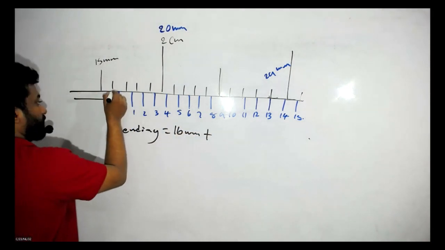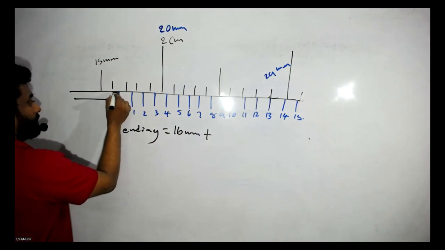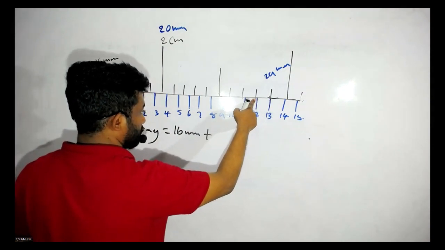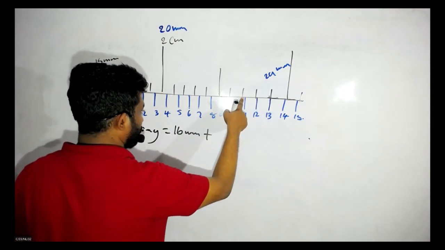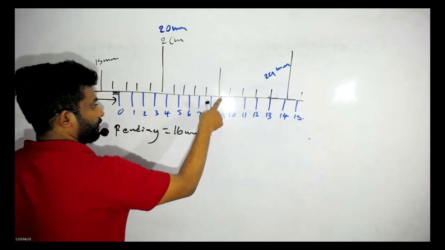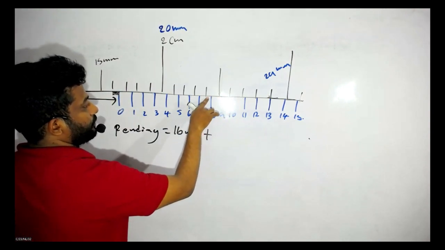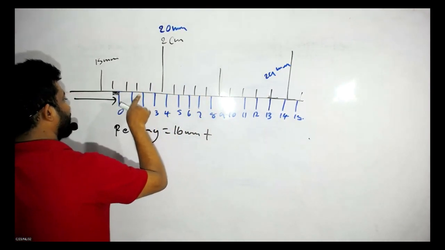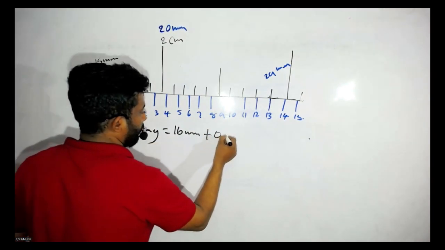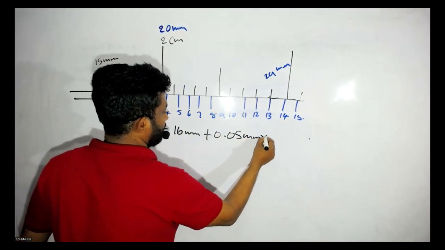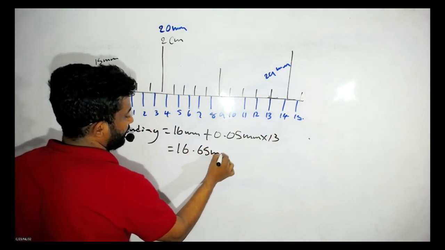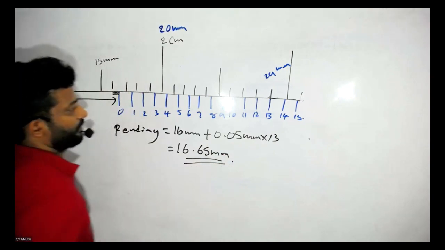Then you have to find this unknown length. It is equal to the least count times the number of the coinciding division: the least count 0.05 times 13. So 0.05 millimeter times 13, and the answer is 16.65 millimeter. This one is the answer. Right, Pute?